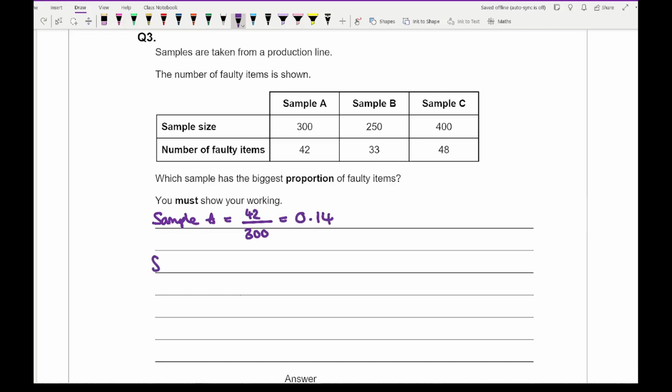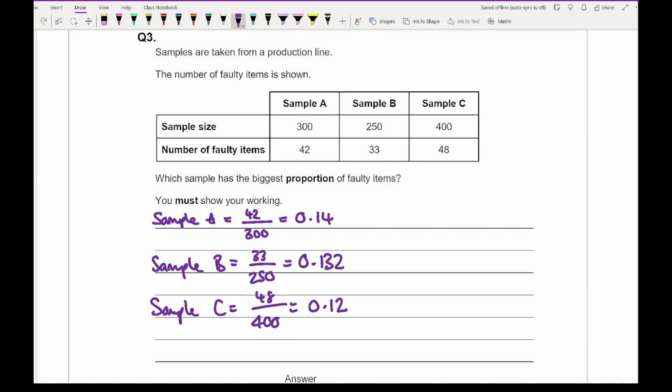I then do the exact same for sample B, and that's going to be 33 divided by 250. That gives me a value of 0.132, and sample C is going to be 48 divided by 400, which gives me 0.12. So which of these has a higher proportion? Well, it's going to be sample A.